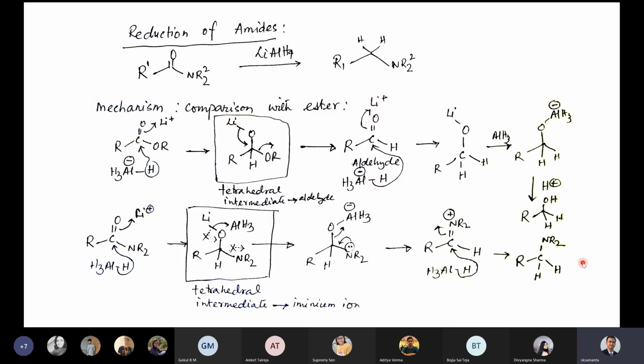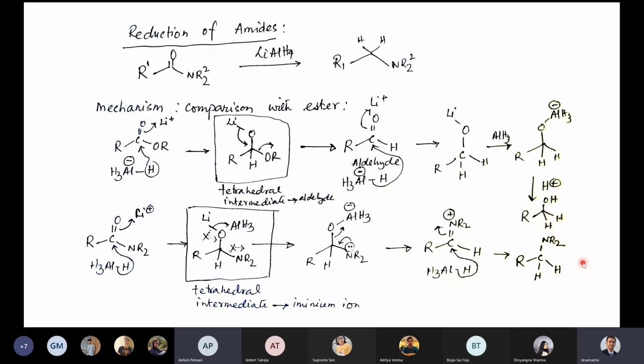Sir, the OR group leaves, but why does the NR2 group not leave? Why does it not follow the same mechanism? In one case the oxygen lone pair comes onward and the group leaves, but in the second case the NR2 group does not leave. What is the reason behind that?